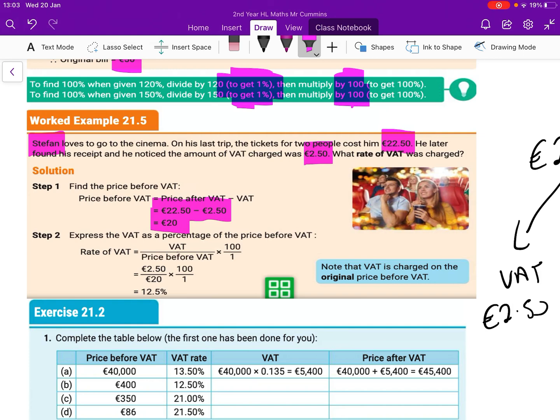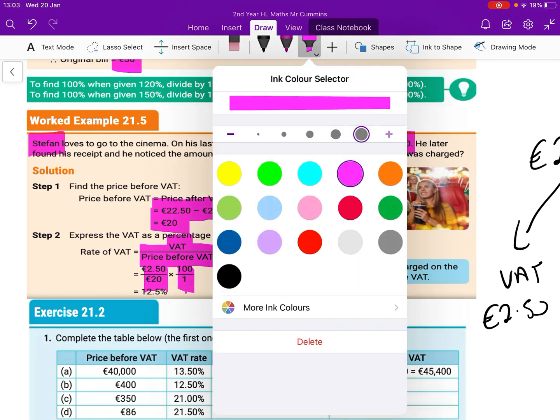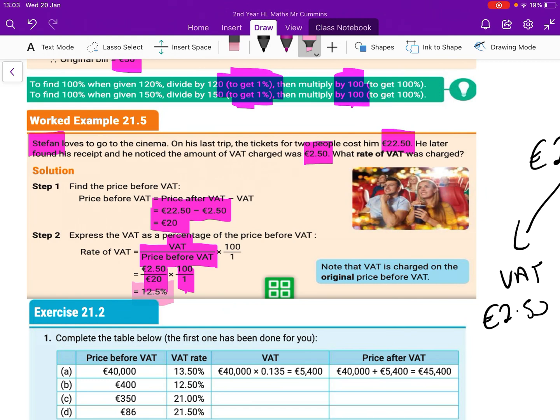So if they say, what was the VAT? So here's our VAT, and our VAT was $2.50, over what was the price before the VAT, which was €20. To get a percentage, we multiply by 100 over 1. And that gives us an answer of 12.5%. So the important formula there is, what's the VAT over what was the price before the VAT? And VAT is charged on the original price before the VAT.